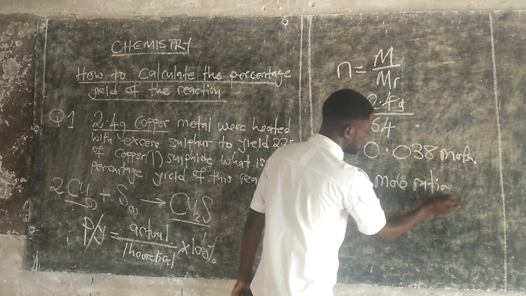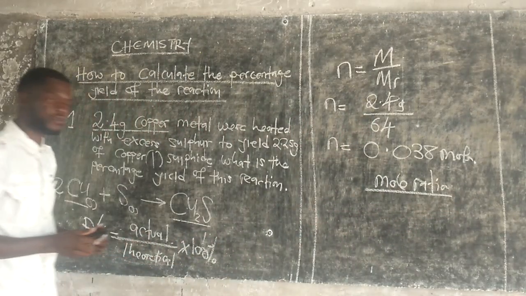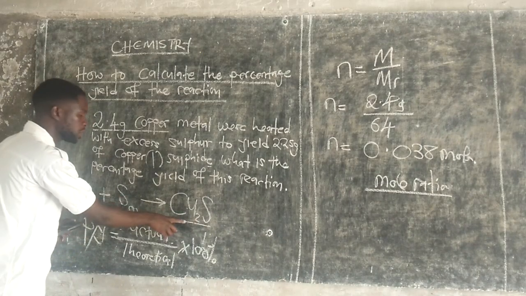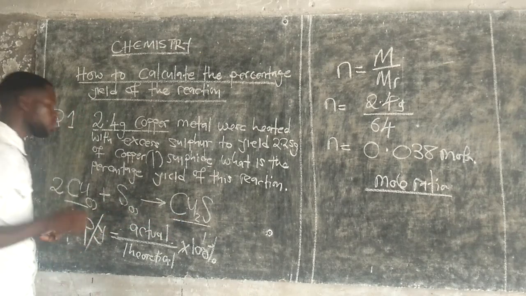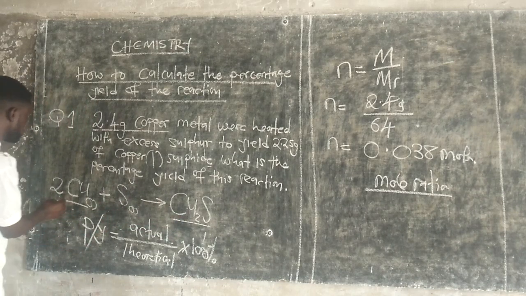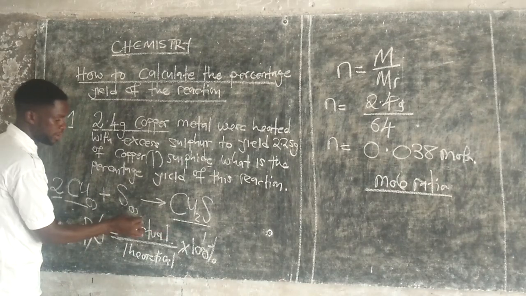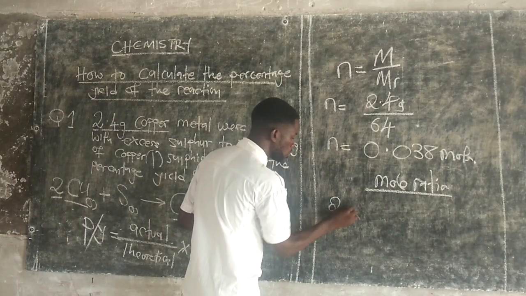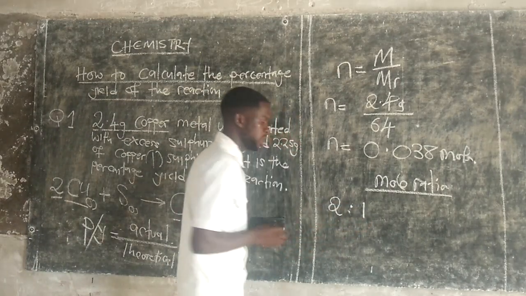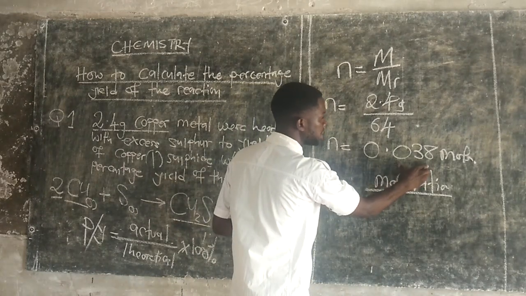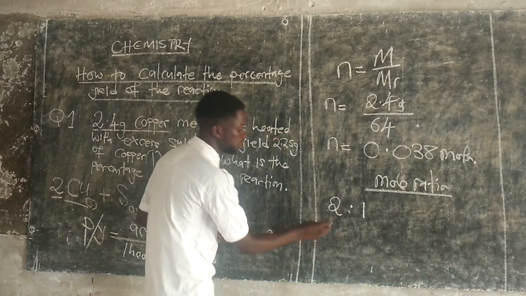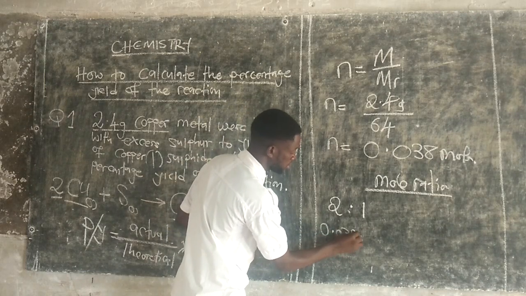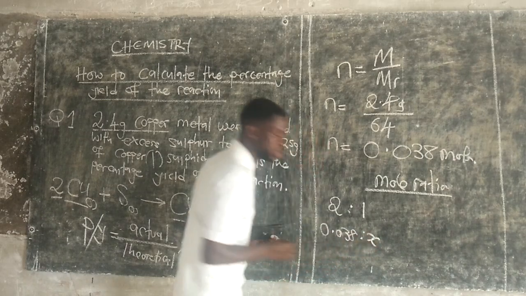Mole ratio, okay? In this case, we want to calculate the number of moles for copper sulfate. How are we going to calculate, because we do not have the grams of this one? So we are going to use the mole ratio, and the mole ratio here is 2 to 1, because here we have a coefficient of 1 there. So we are going to have 2 to 1, okay? And this one is the number of moles for copper, and copper here is 2. So we are going to say 0.038 to x, which we don't know.